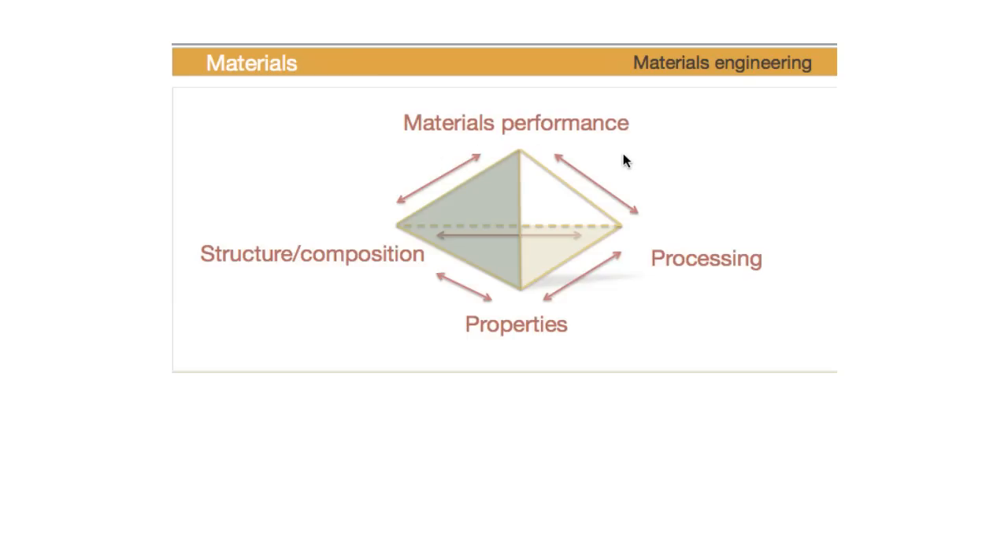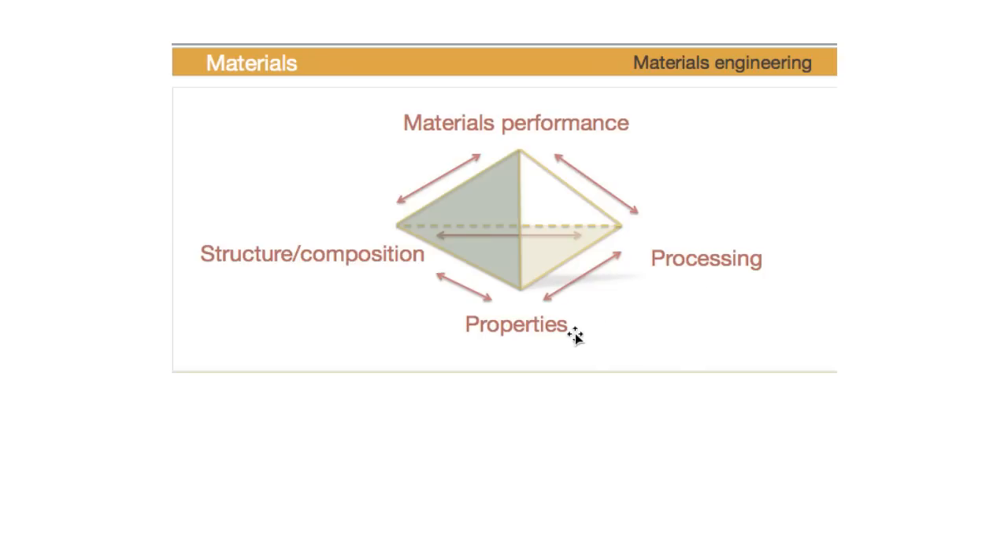A material's performance is connected to its structure or composition, and it's also connected to the processing, which is whatever sorts of things we may do to it, such as forging or heat treating. And the processing is connected to its properties.